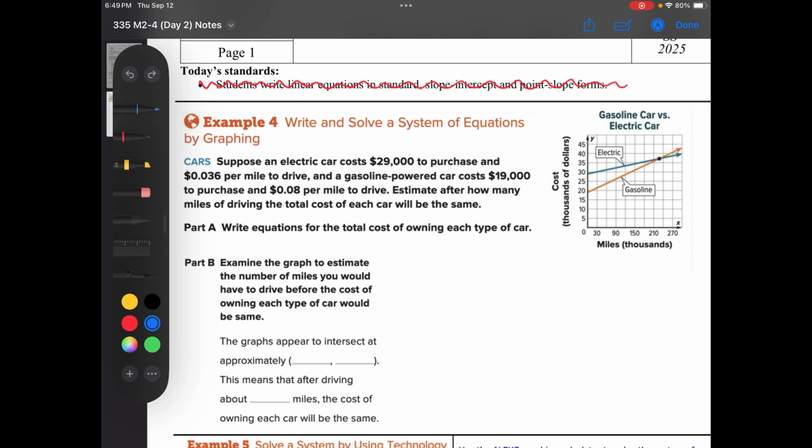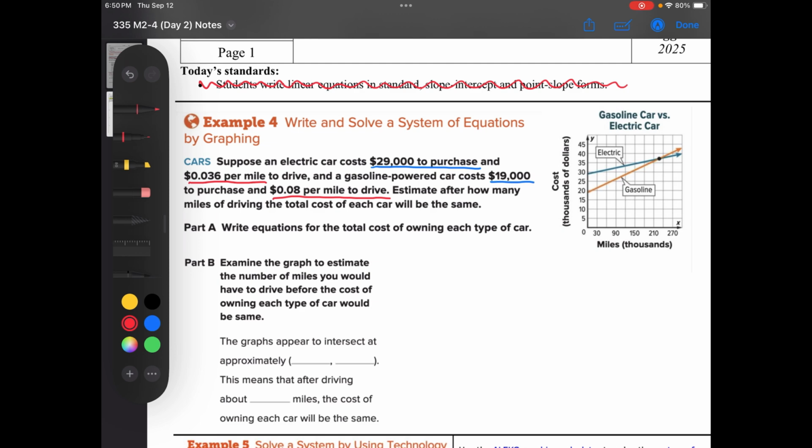Moving on, we have this example 4 here. Suppose an electric car costs $29,000 to purchase. So it has an initial cost of $29,000, and then an additional cost of 3.6 cents per mile to drive. And a gasoline-powered car costs $19,000 to purchase, and it costs 8 cents per mile to drive. Estimate after how many miles of driving the total cost of each car will be the same.